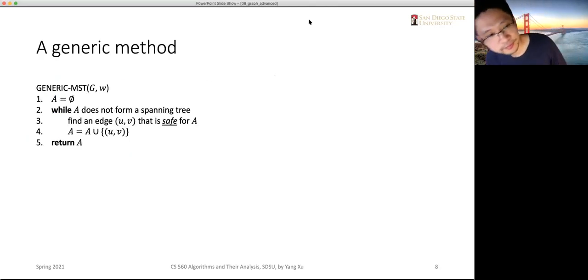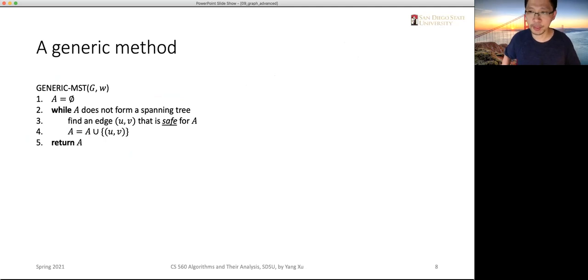As you can see, I put the generic algorithm here. It's in quite a simple form, right? The procedure is called generic MST, and it takes the graph as input, together with some weight function. This is basically standard arguments: we need a graph, we need the weights. What it's doing is growing some set of edges. So this set A starts empty at the beginning.